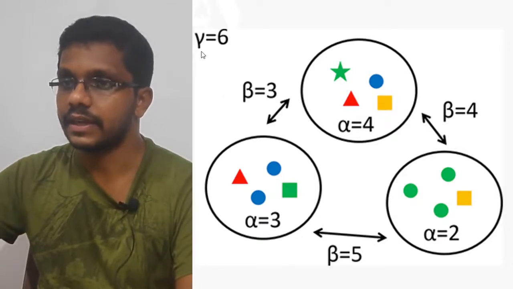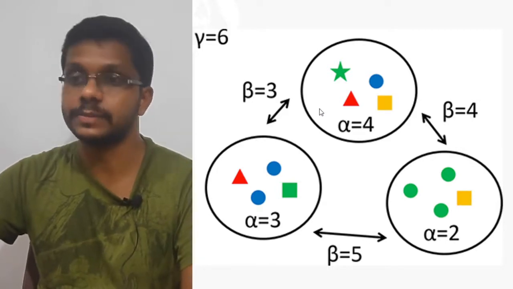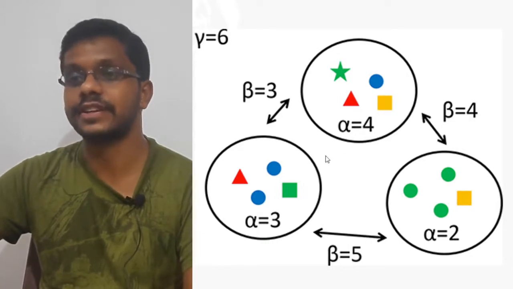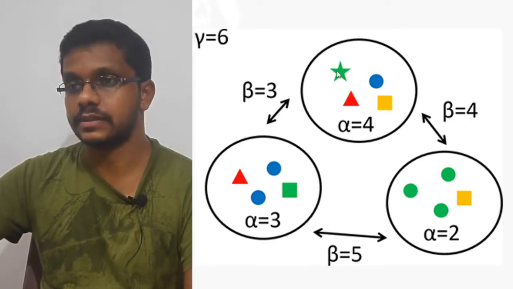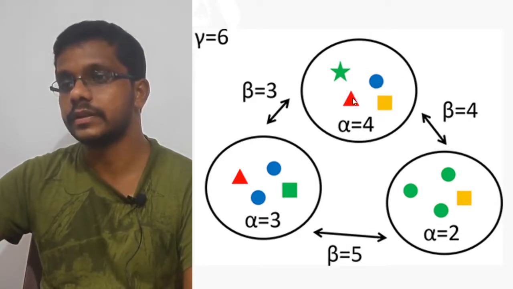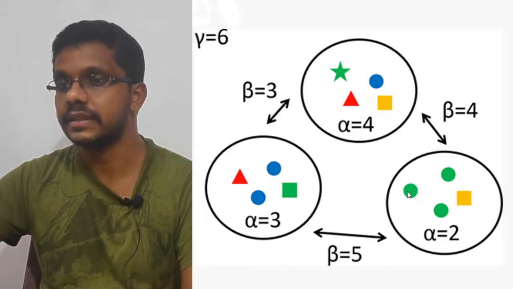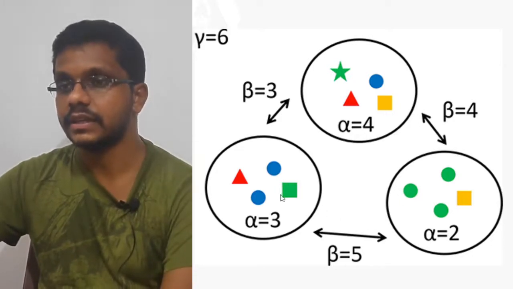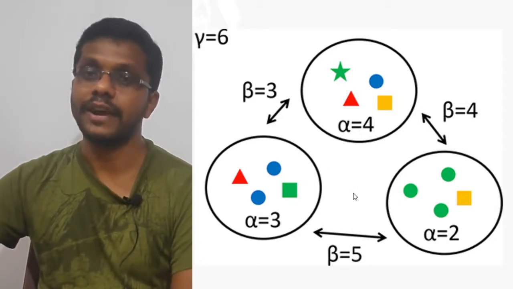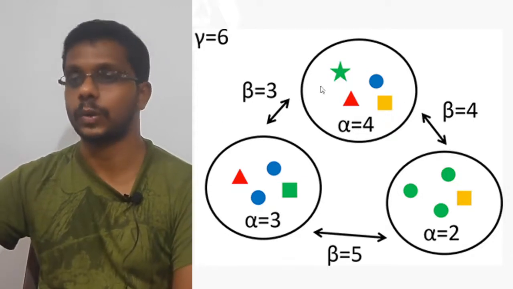Then we have the gamma diversity. Gamma diversity is the number of unique individuals or unique species present in all these communities. So we actually have 6 different types of individuals. The star is here, the sphere is here, the green cube, the red triangle, then we have the green sphere here, and one other unique one is the square, the green square. So totally we have 6 different types of species. So the gamma diversity is the overall diversity.